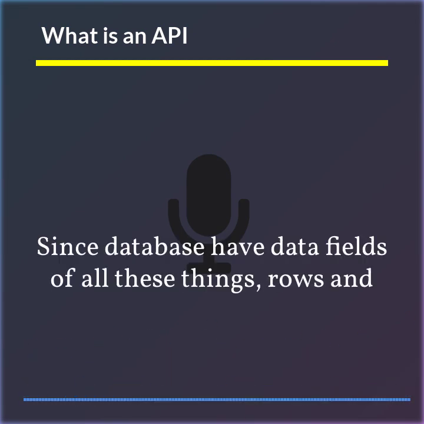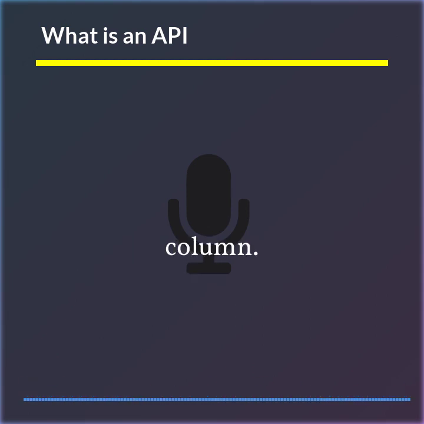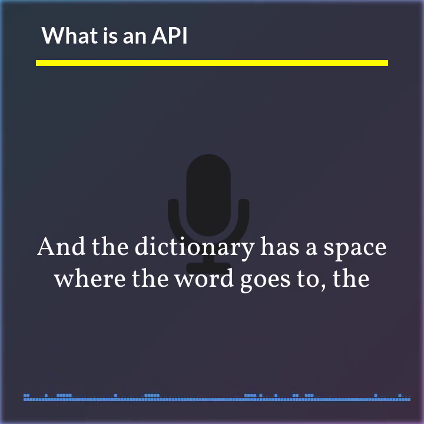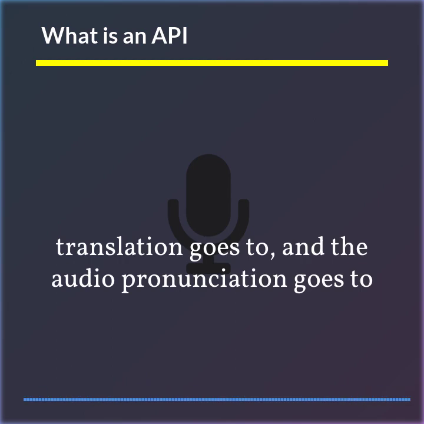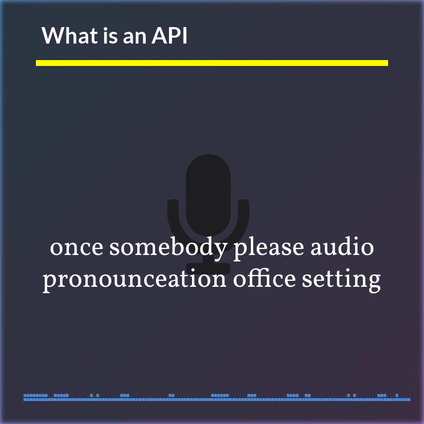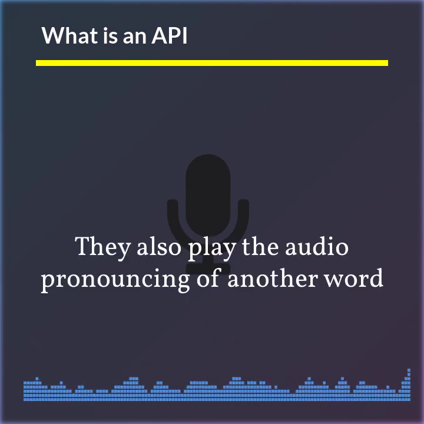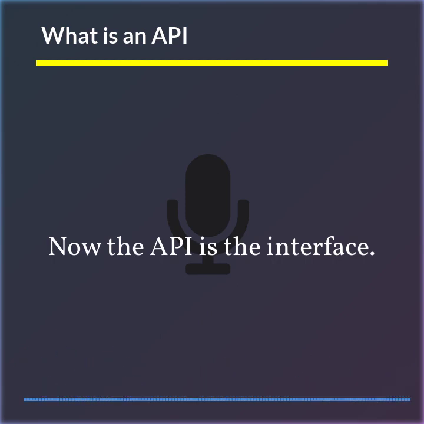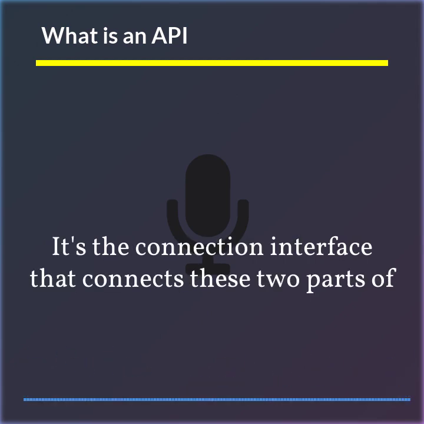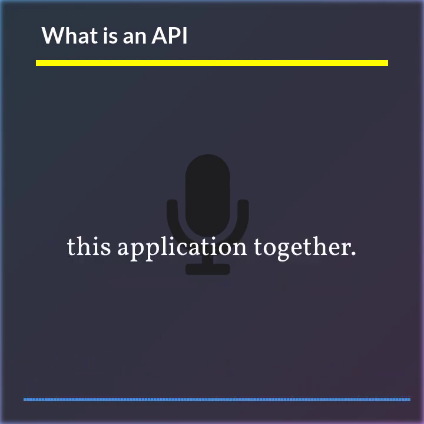Since the database has data fields of all these things, rows and columns, and the dictionary has a place where the word goes, the translation goes, and the audio pronunciation goes. Once somebody plays the audio pronunciation, it plays the audio pronunciation of a certain word. It also plays the audio pronunciation of another word because of the API. Now the API is the connection interface that connects these two parts of this application together.